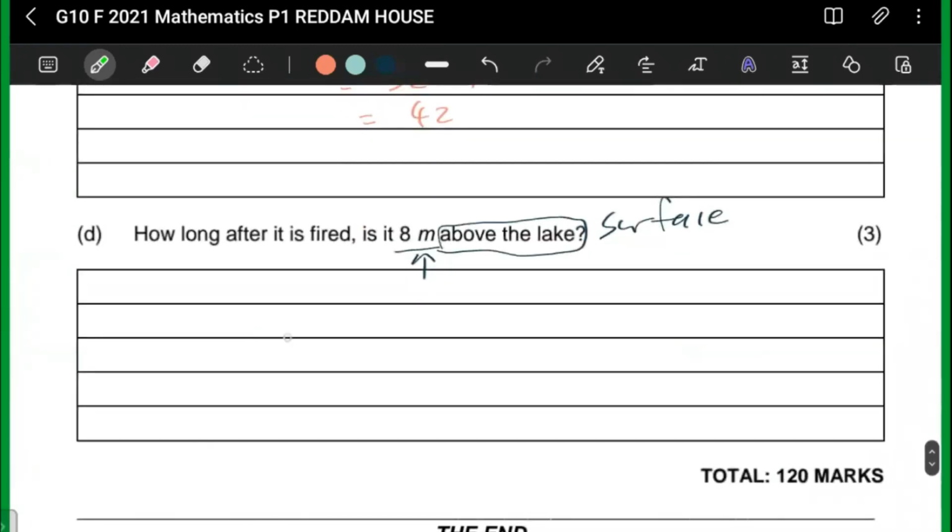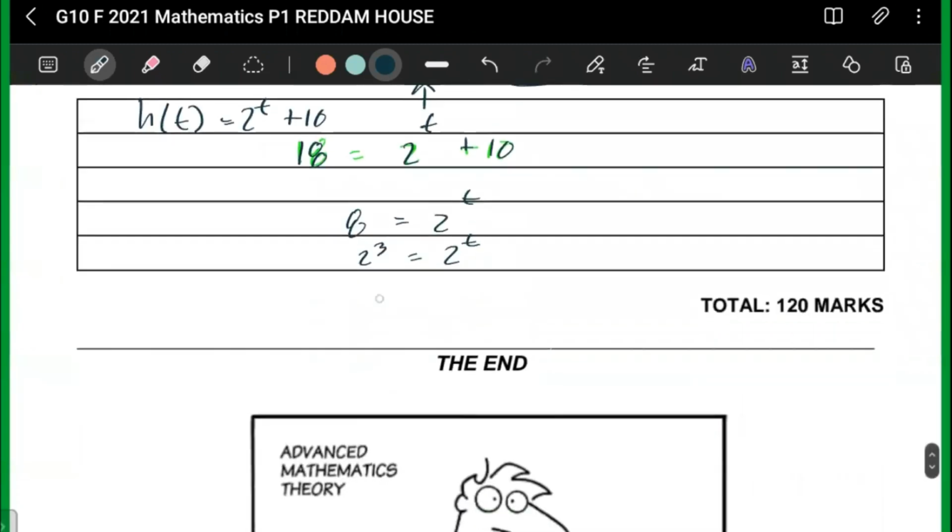Solving for T here, you're going to say 18 equals 2 to the power of T plus 10. Now, the formula, remember, is H of T equals 2 to the power of T plus 10. Here you can take the 10 to the left, so it's going to be 18 minus 10, which is 8. And we already know that the only thing that can give you an 8 is if you have a 3 as that exponent. So here, therefore, T is equal to 3.